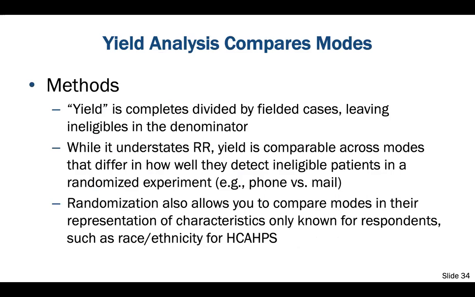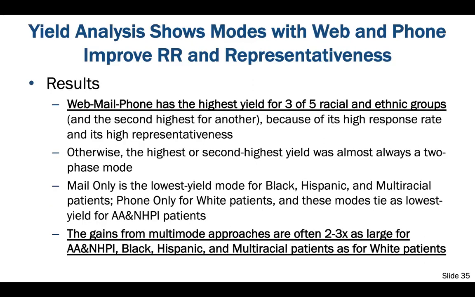In the interest of time, I'm going to move forward to the next slide. If we look at race and ethnicity, we can't calculate response rates here because we don't know race and ethnicity until people respond. But because of randomization, you can compare yields, because randomization ensures that on average the number of, for example, Black patients in each mode was the same. Any mode that yields more responses from Black patients must result in a higher response rate for Black patients.